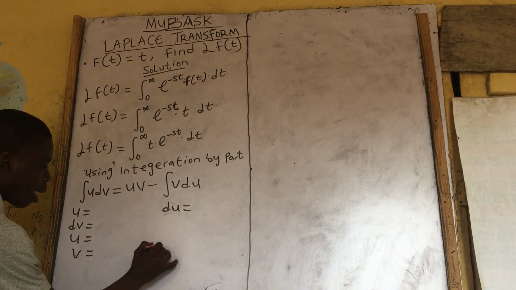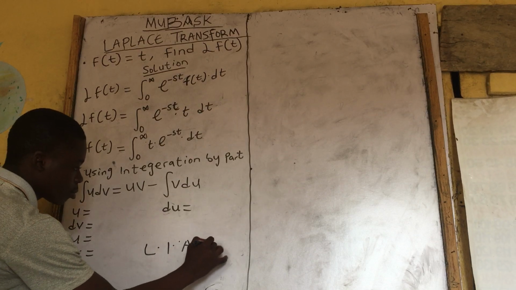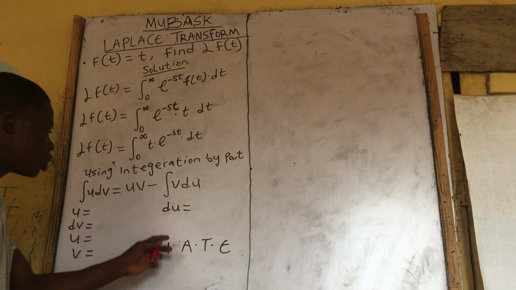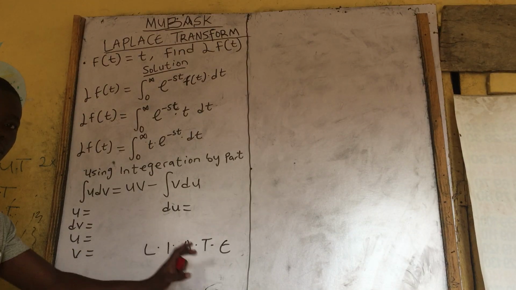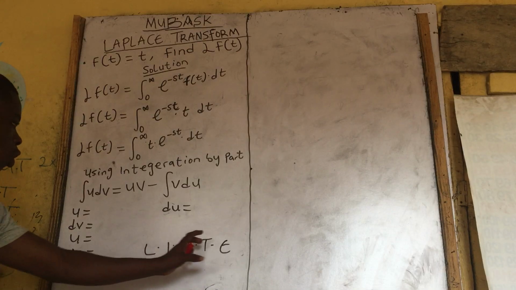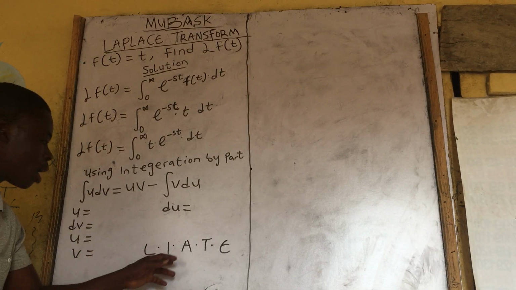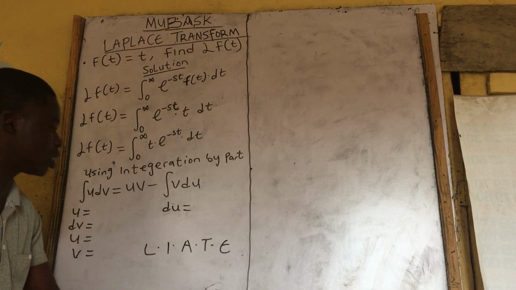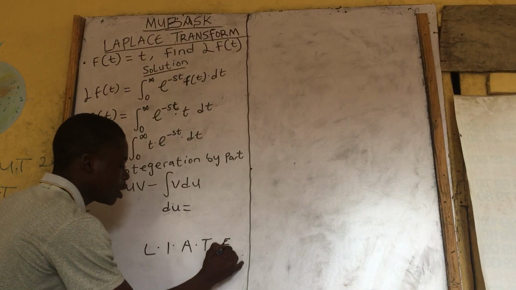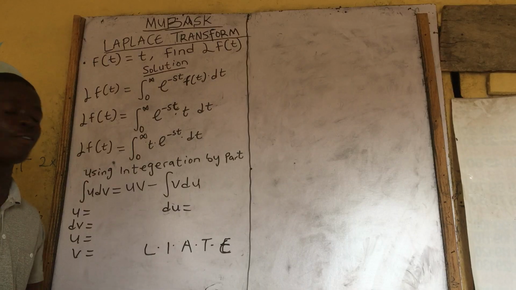LAPLACE. There is an abbreviation for it, LAPLACE. We use LAPLACE to solve integration by parts. The meaning of this abbreviation is: L stands for logarithm, I stands for inverse, A stands for algebraic, T stands for trigonometry, E stands for exponential. I have taught this integration by parts in my previous lesson.